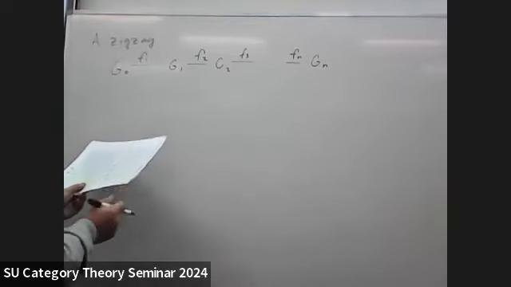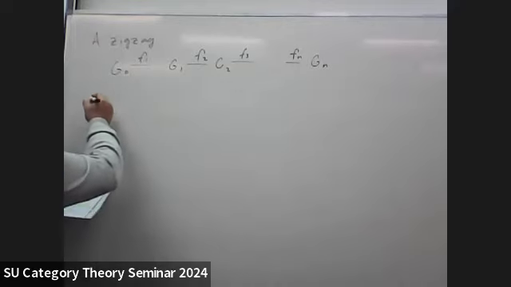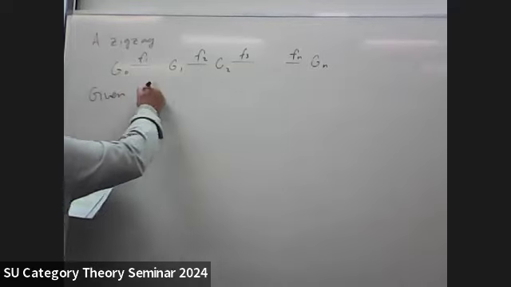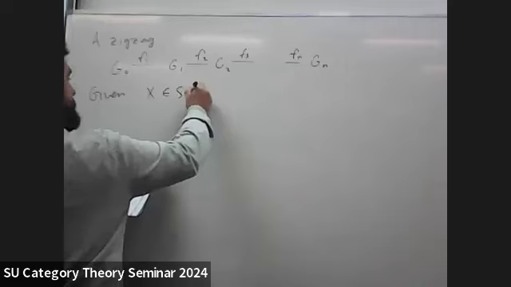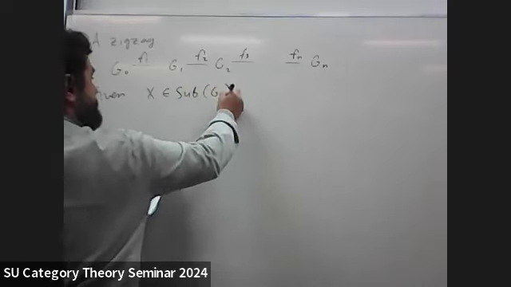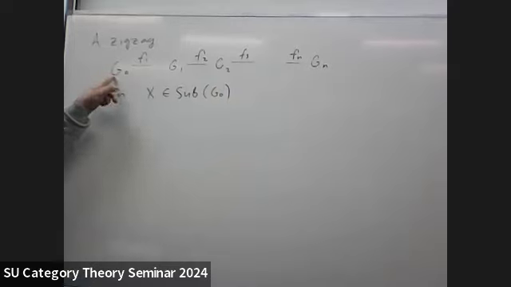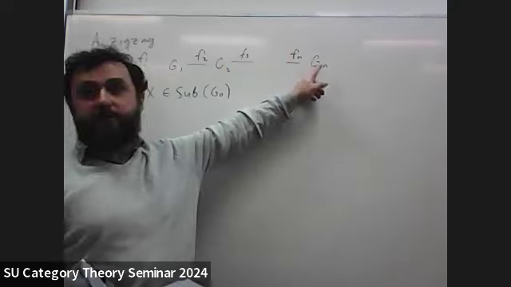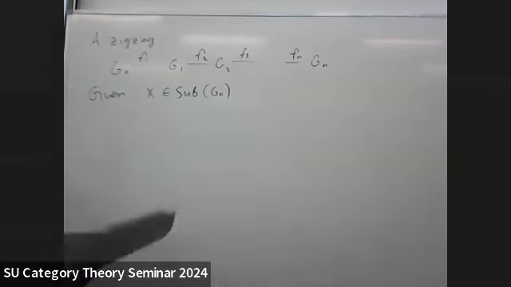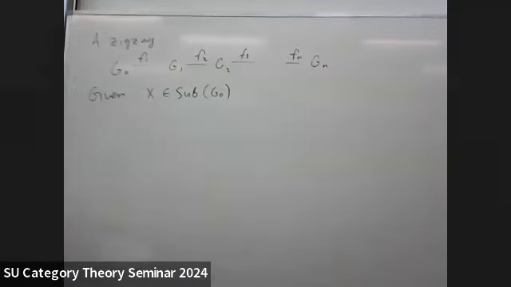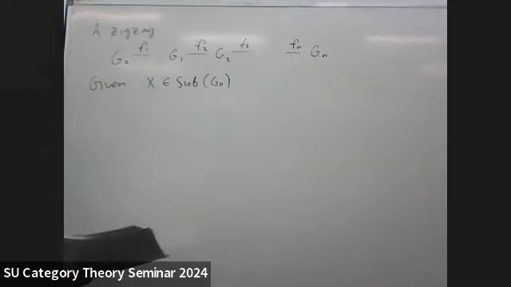Now, if I have a subgroup, let's say X of G0, I can take this subgroup that lives on one end of the zigzag, and I can push it all the way to the other end of the zigzag. This is called chasing of subgroups, which was a technique introduced by MacLane almost at the beginning of category theory.